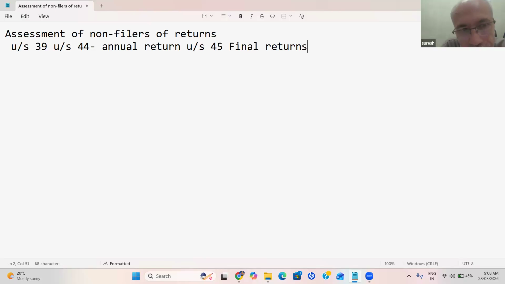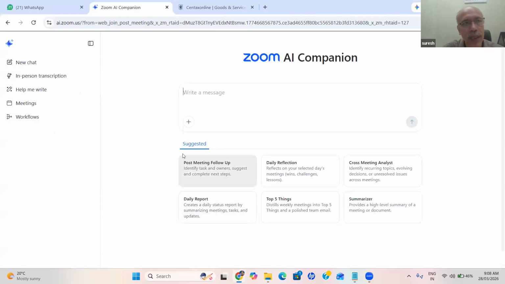So, am I right in saying that there are only three returns in the GST, sir? 39, 44, and 45. Yes, sir, three returns in the GST. And now, it's section 62. The heading is assessment of non-filer of returns. So let's go to the section.